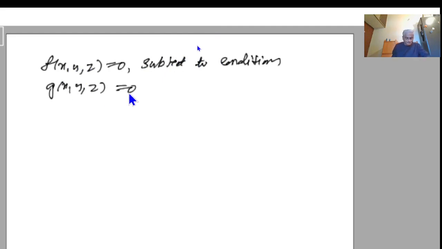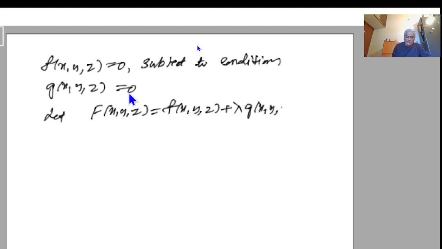The method is, let me take capital F of x y z equal to small f of x y z plus lambda into g of x y z. So here this function is to be optimized, maximized, that means to find the maximum value of this function, and this is the given condition. For this we take capital F of x y z equal to small f x y z plus lambda into g of x y z.